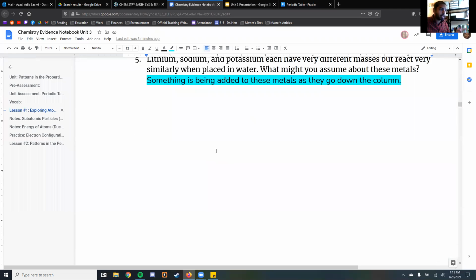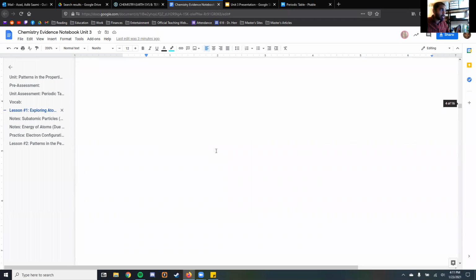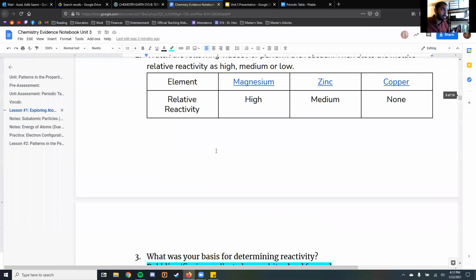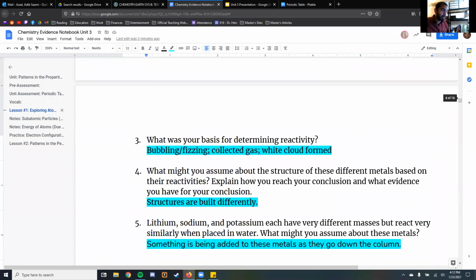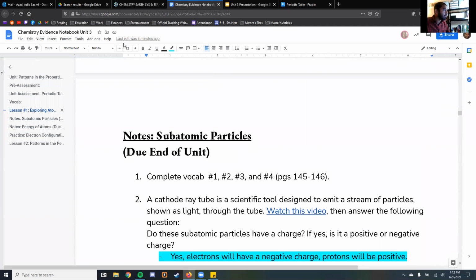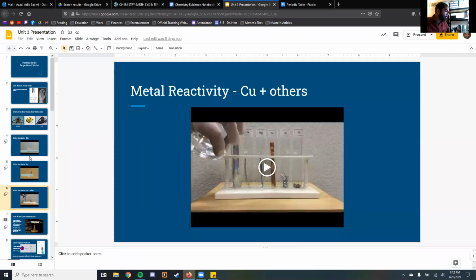More to the point, in the next topic here, these notes on subatomic particles, that's when we get into more of the reasoning behind why these things happen. Why did magnesium react? Why do sodium and potassium react violently in water? And so let's talk about the notes on subatomic particles. We finished this off in week 1. And so what we're looking at was a few different things.